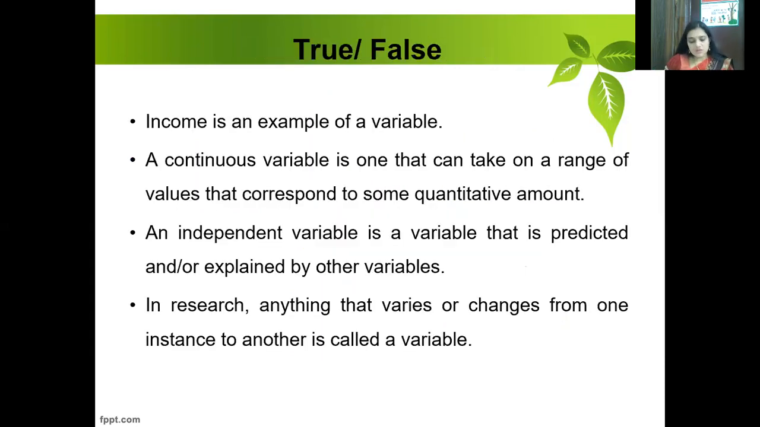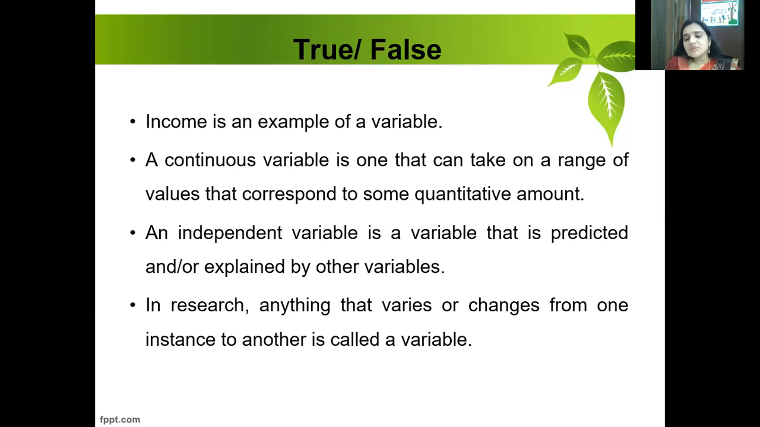Let us discuss some questions, some true false. Number one, income is an example of a variable. Is income a variable? Yes, it is a variable. So it's true. Next, a continuous variable is one that can take on a range of values that correspond to some quantitative amount. Is it? Yes, a continuous variable is that. So again, it is true.